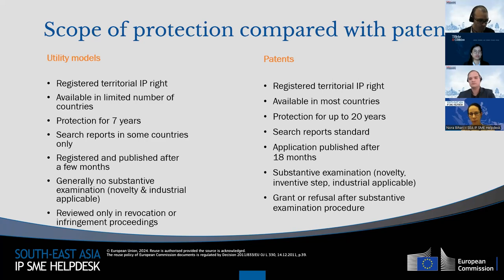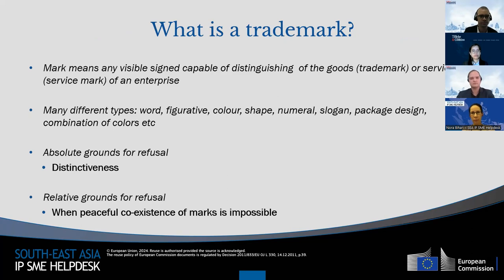Utility models are normally registered without a search report on the prior art being carried out. The search report is standard for patent applications. An exception exists for Austria, where search reports are also produced for utility models. So you can read through this comparison. Maybe I move to the next slide. Yeah, so let's go to what is a trademark. I think everyone may know already about this. So a trademark consists of any sign capable of distinguishing the goods and services of one firm or company from another.